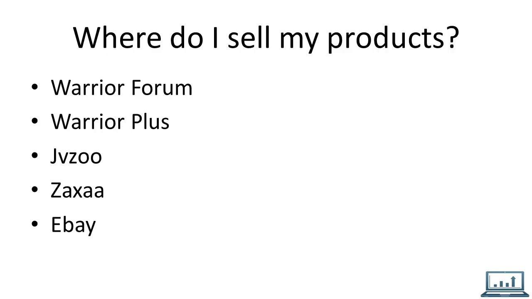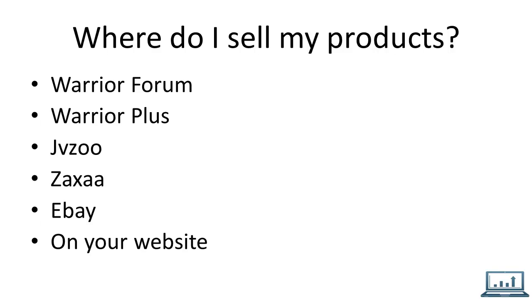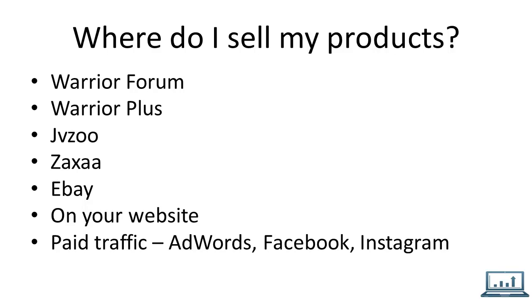Zaxa is another one. eBay is another place to sell software. On your website, you can sell software. You can use paid traffic like Google AdWords and Facebook and Instagram. It's just so easy. The hardest part is just getting the product created, all right, and then putting your sales page together. Finding a place to sell it is so stinking simple. There's so many options for you. Matter of fact, you should put your product on all of these places.